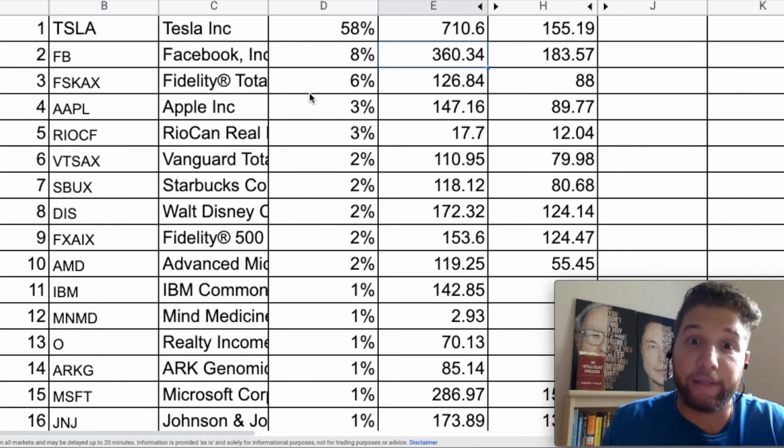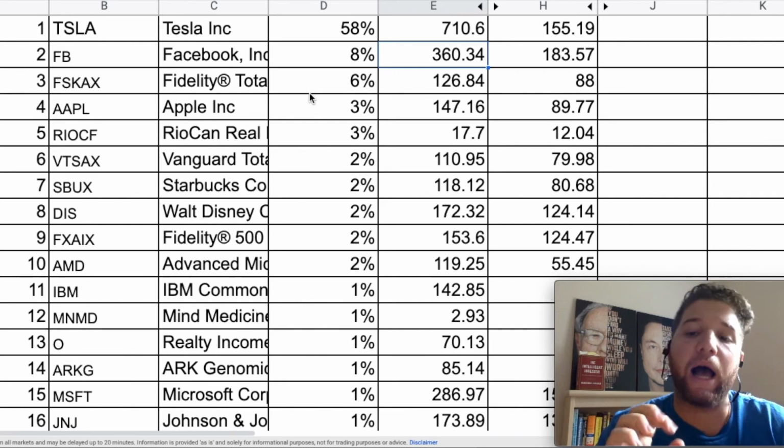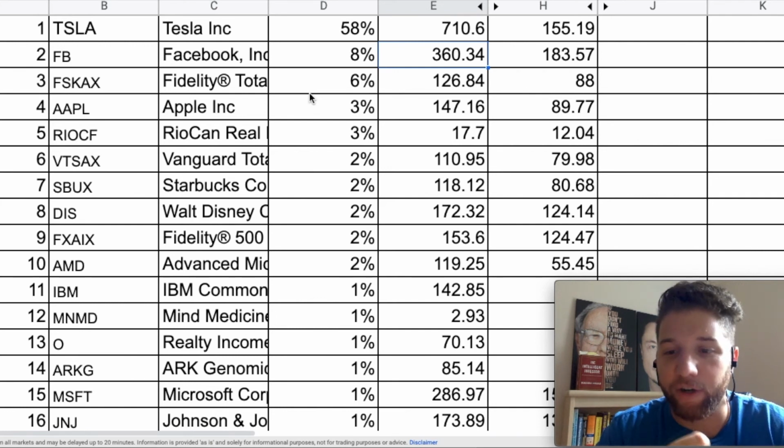So yeah, that's why Tesla is so heavily overweight in my portfolio, and I do plan to start trimming down some shares. I'm never going to sell the bulk of my shares. I'm definitely hanging on to those for the long run, but I do plan to start trimming it just to diversify more into some solid dividend paying stocks, things of that nature.